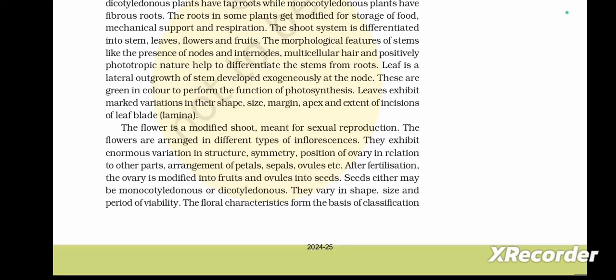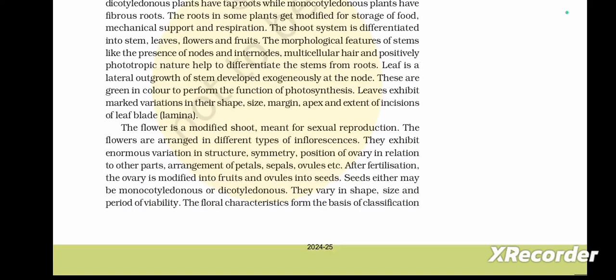The flower is a modified shoot meant for sexual reproduction. The flowers are arranged in different types of inflorescences. They exhibit enormous variation in structure, symmetry, position of ovary in relation to other parts, arrangement of petals, sepals, ovules, etc. After fertilization, the ovary is modified into fruits and ovules into seeds. Seeds either may be monocotyledonous or dicotyledonous. They vary in shape, size, and period of viability.